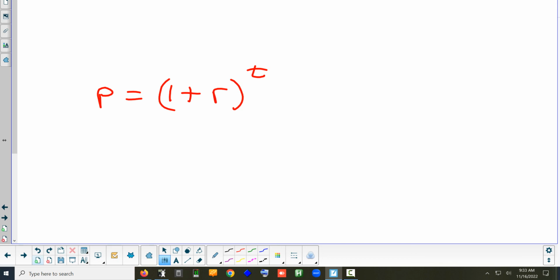What do you think the percent is if something is doubling? You gotta be careful. It's 100%. If I said to you, I'm going to give you a 100% increase on your salary, that means it's doubling. What would 100% be as a decimal? 1.